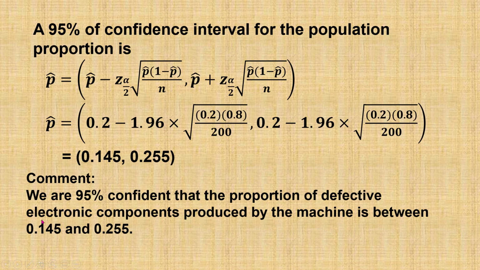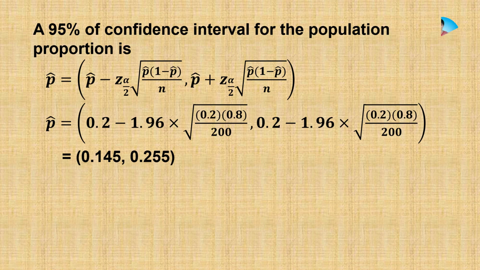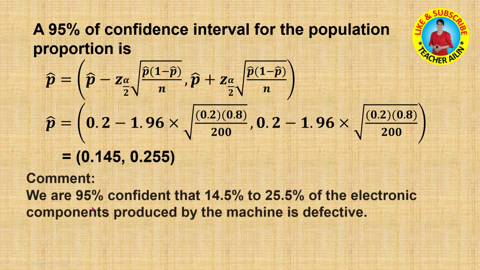To comment on this confidence interval, I can say that we are 95% confident that the proportion of defective electronic components produced by the machine is between 0.145 and 0.255. And besides this, we can comment the other way. That is, we are 95% confident that 14.5% to 25.5% of the electronic components produced by the machine are defective.